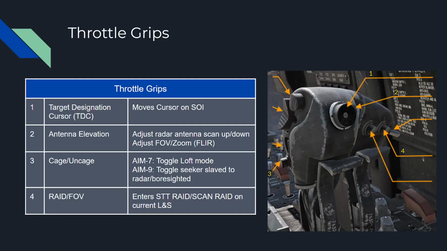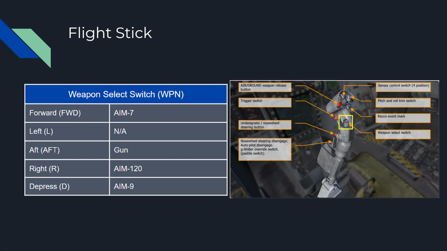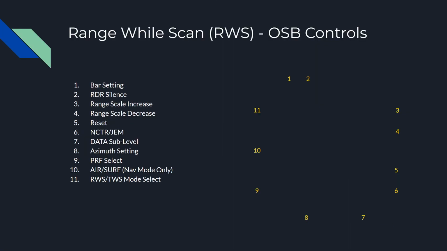So, no questions on the throttles or any of the controls? Good. This is essentially all the functions that you're going to need mapped to utilize the Hornet to its fullest potential, or to use all the functions available to you.